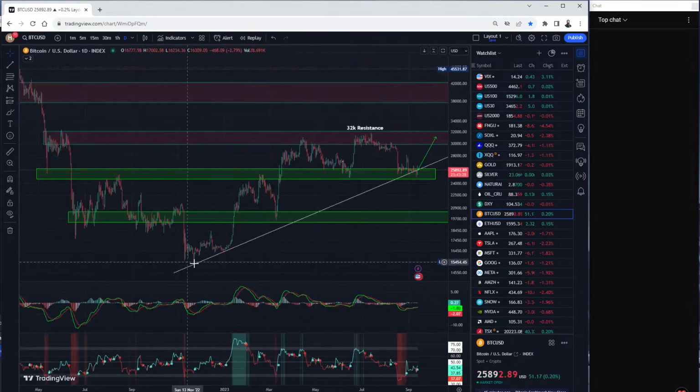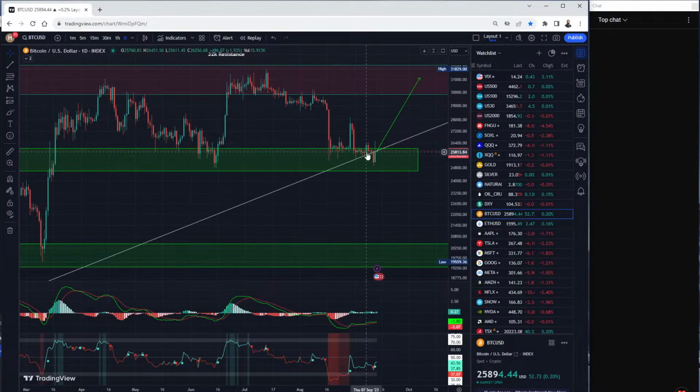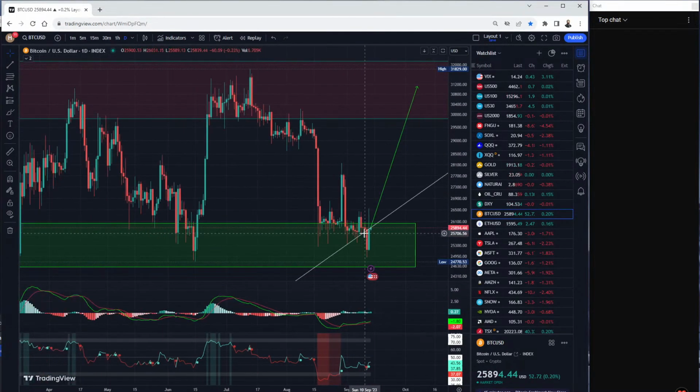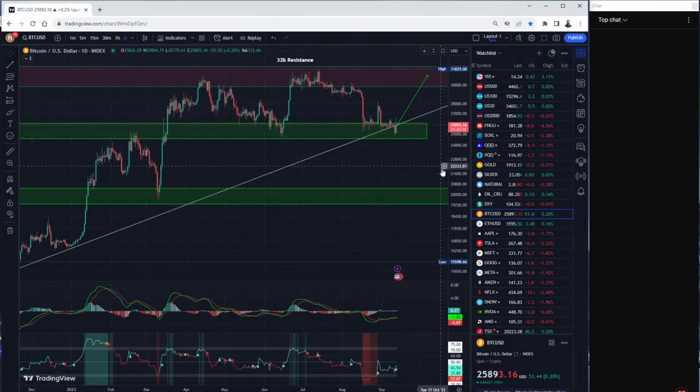So Bitcoin is telling me that CPI will be lower than expected, and it's going to rally. That's what it's telling me. It's now again back on this trend line, so things are looking good for Bitcoin as far as my concern.